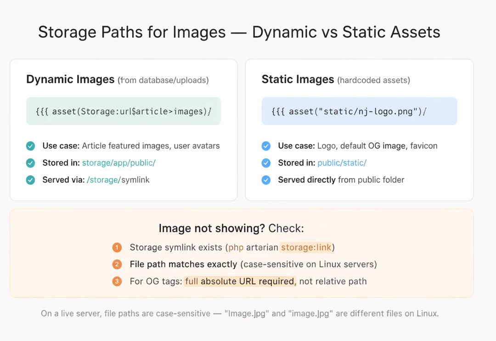For Open Graph tags specifically, keep in mind that social platforms need an absolute URL, the full HTTP or HTTPS address, not a relative path. On a live Linux server, file paths are also case-sensitive, so if your file is saved as Image.jpg with a capital I, but your code references image.jpg with a lowercase i, the image simply won't load. Always double-check casing when moving from a Windows development machine to a Linux server.